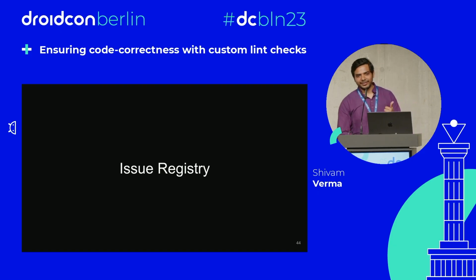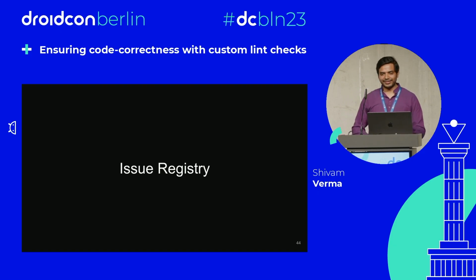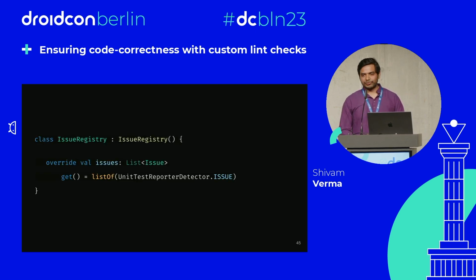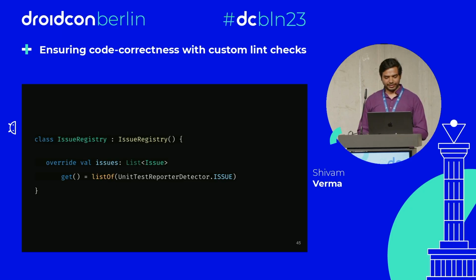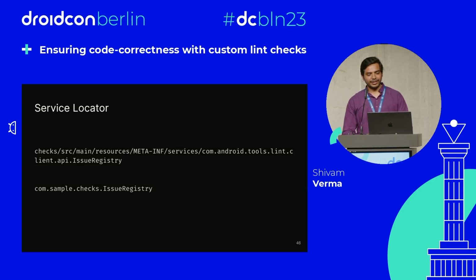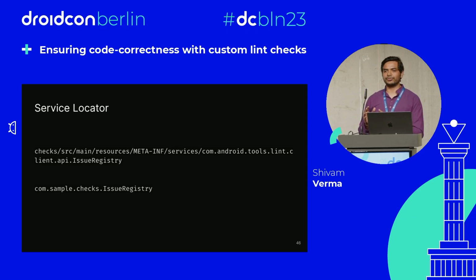Perfect. So now we've implemented it. Now we've tested it. It seems to work fine. So now we are trying to make this visible to our IDE. The first thing we create is this issue registry. Here we want to give a list of all the issues that we want to detect. In our case, it's the unit test reporter detector issue. We can provide a list here if you have multiple issues that you want to detect. And then finally, we add this specific file at this specific place. This is the service locator pattern, which basically makes these lint checks visible to the IDE, and the IDE will look for this issue registry at this location.